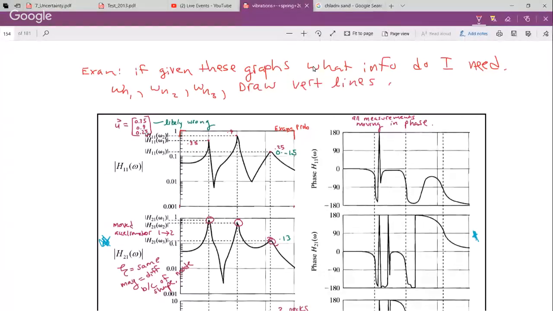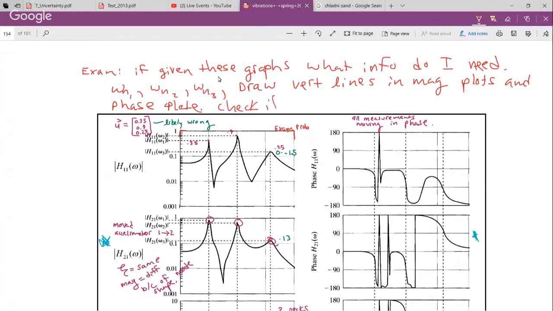In the phase plot, if we have proportional damping and normal modes, the phase should be at plus or minus 90 degrees, give or take 5 degrees. It might not be exact, but it should be close. We're going to model it.